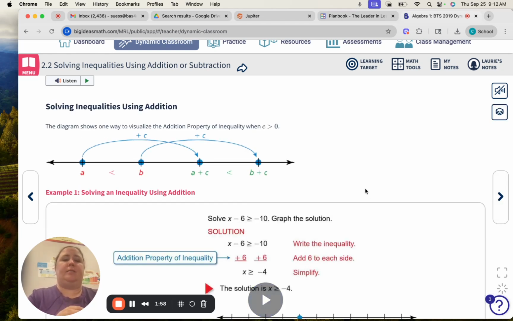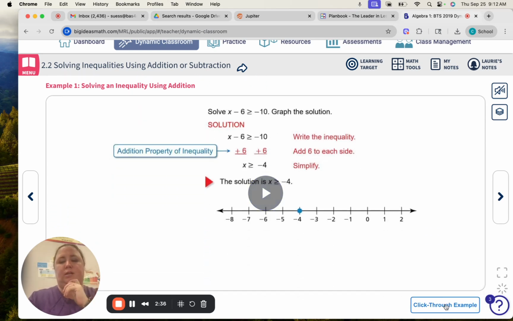So this diagram is a way you can visualize the addition property of an inequality as long as C is greater than 0. So we had originally here the red, A is greater than B. A minute ago it was negative 3 is greater than negative 10, right? If I add the same number, which would be C here, to both of those sides of the inequality, all I'm doing is transferring that inequality further down the number line. So A became A plus the C that we're adding, and B transferred to B plus the C. It's just a visual for you guys.